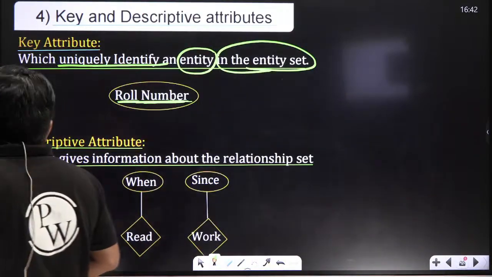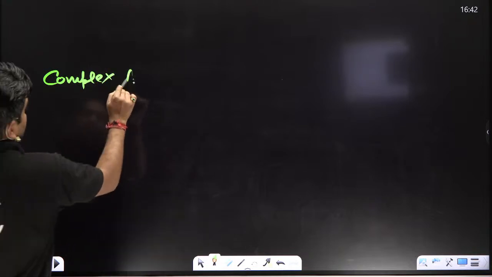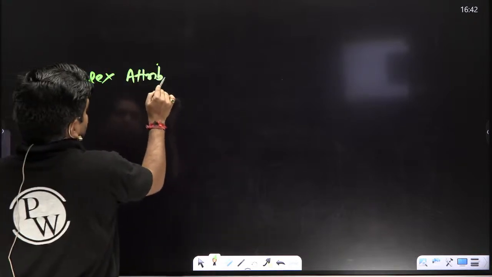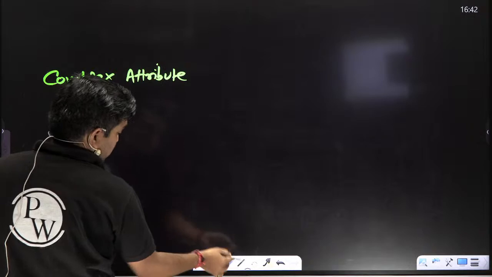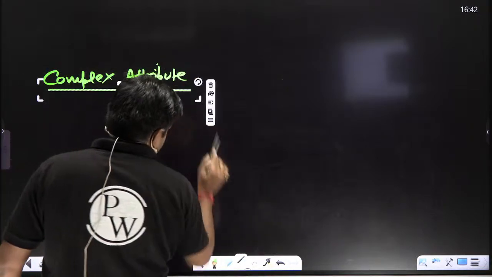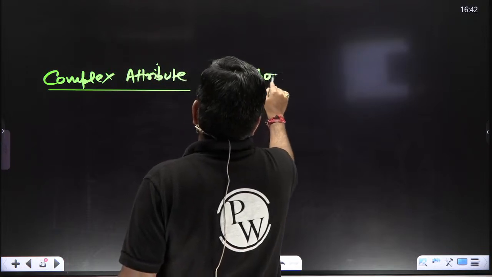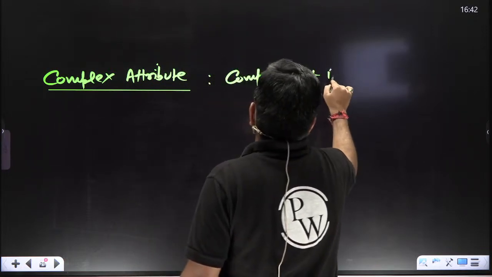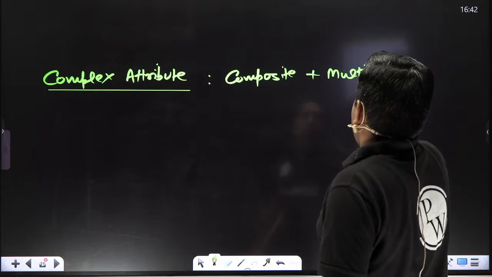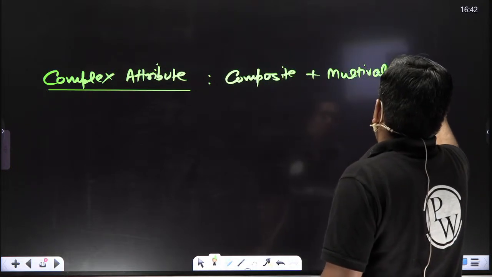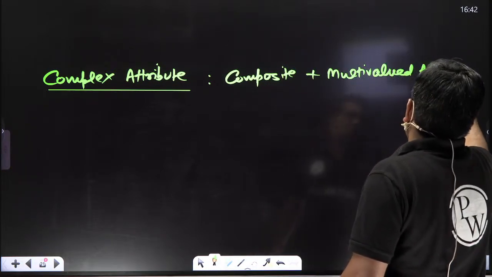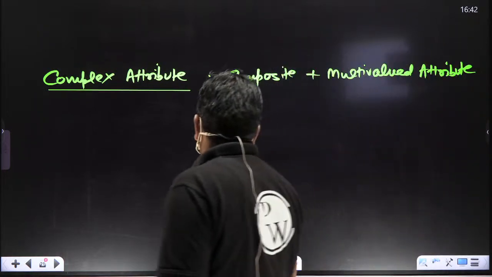After that, one is a complex attribute. Complex attribute is nothing, it's a combination of multi-valued plus composite attribute, my dear.